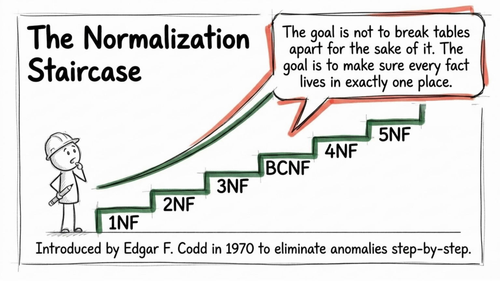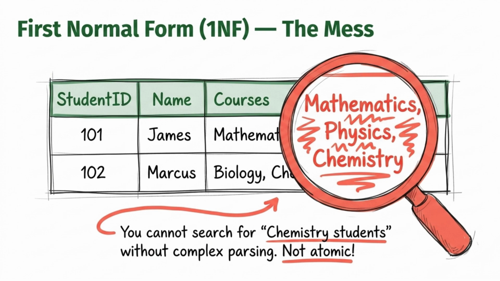The normalization staircase. Normalization is a staircase of progressively stricter rules. 1NF, 2NF, 3NF, BCNF, 4NF, and 5NF. Introduced by Edgar F. Codd in 1970, the goal is never to break tables apart randomly, it's to ensure every fact has exactly one home.